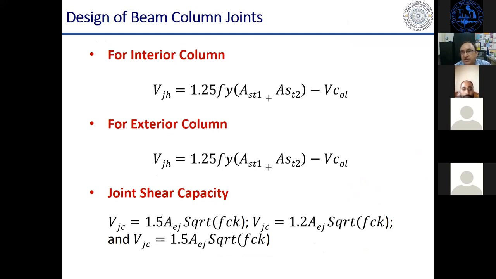Just now we discussed that the ultimate stress should be at least 15% higher. So the actual force which the reinforcement bar can take is more than its Fy. To take that increase into account, a factor of 1.25 is used. So this 1.25 T1 plus T2 minus the shear force in the column will give you the joint shear.